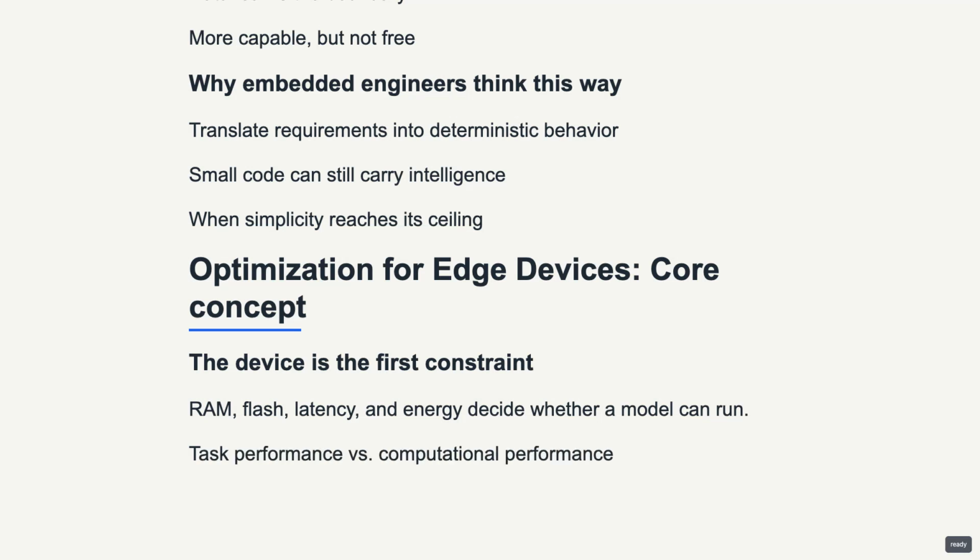Those two kinds of performance pull in different directions. A larger model may make better predictions, but if it blows the memory budget or drains the battery, it is not a usable solution. A smaller one may run easily and still miss the rare event that matters.